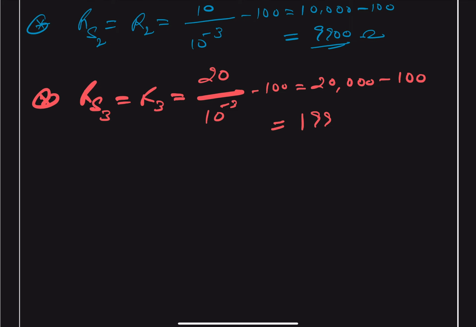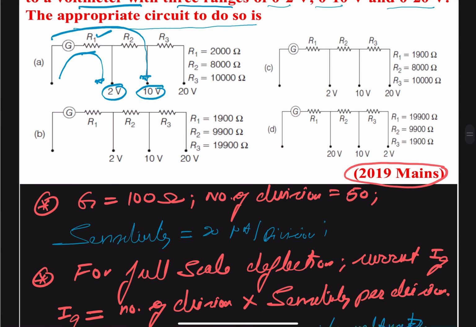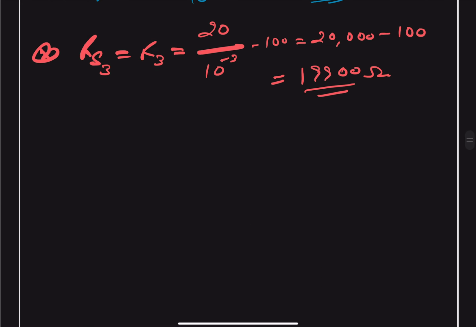So we have R1 of 19 and R2 of 99 and R3 of 199. Okay, so option number B is the correct one. Option B is correct.